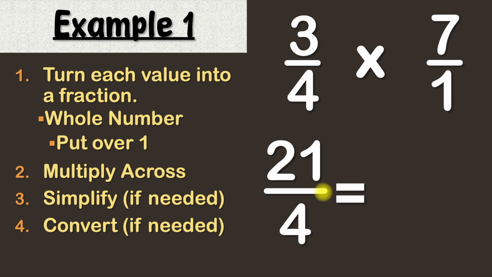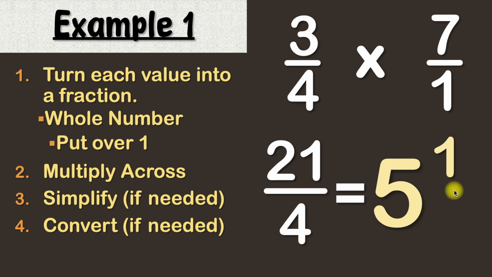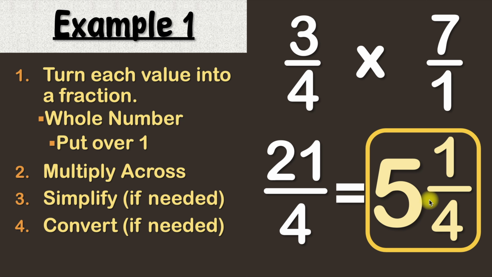To do that, we'll have to find out how many times 4 can go into 21. And that's 5. Because 5 times 4 is 20. Meaning our remainder will be 1, and that remainder will be the numerator in our fraction. So we'll place it up here. And then we'll put our fraction line, and then keep our denominator the same, which is 4. So 3 over 4 times 7 over 1 equals 5 1/4.